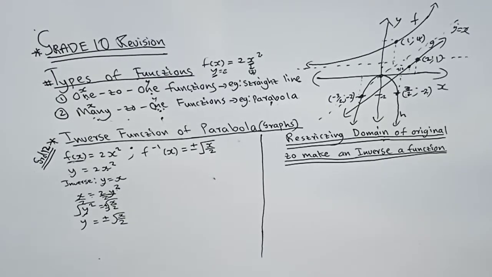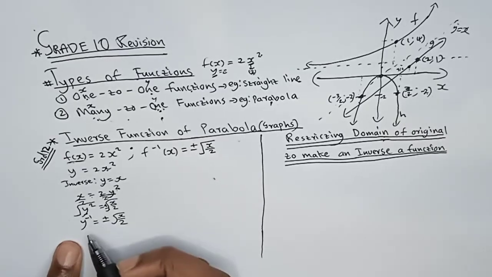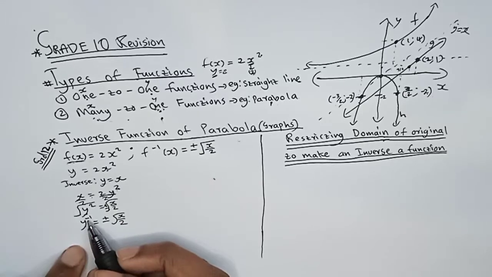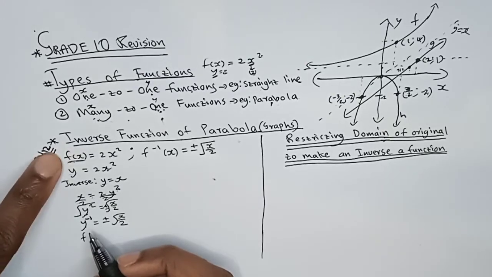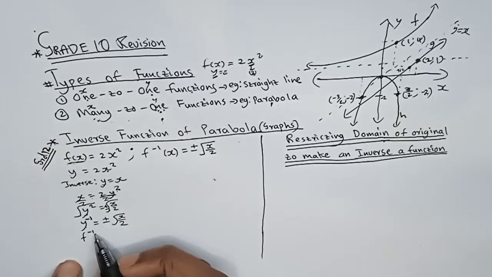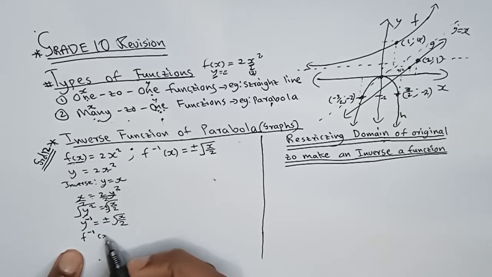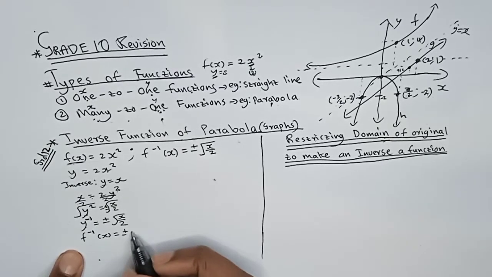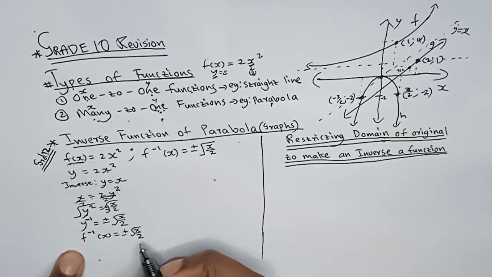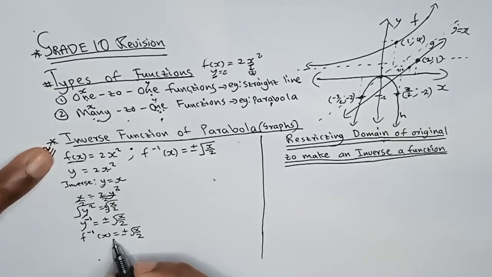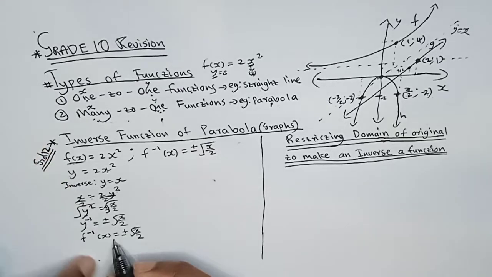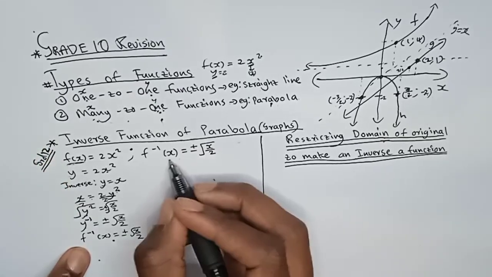Remember, I told you that when you represent an inverse function where y is the subject of the formula, you have to show it by this exponent -1. It's just an inverse symbol. Then you can represent it as f inverse of x equals plus or minus the square root of x over 2. Now we have the inverse function of this parabola. So if they say find the inverse function of a parabola, this is it.